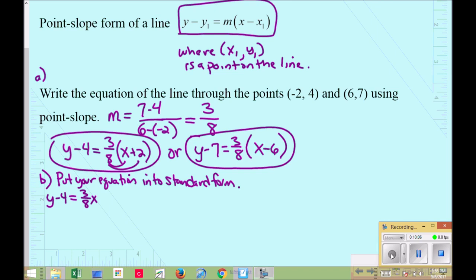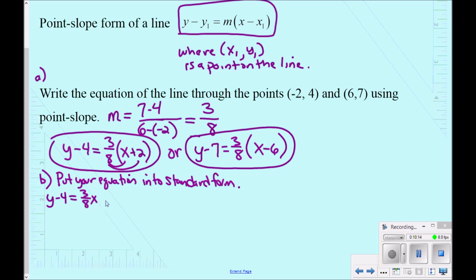Okay, sorry, let's keep going here. I thought I made a mistake, but I think we're okay. So 3/8 times x is 3/8 x, and 3/8 times 2 gives us 6/8. Now, I'm not even going to bother simplifying that 6/8 because I know that I'm going to be getting rid of those fractions in a minute anyway. So I'm just going to leave it as 6/8.